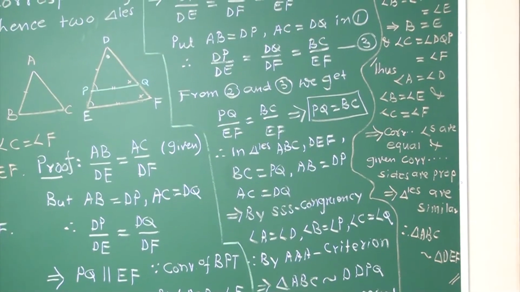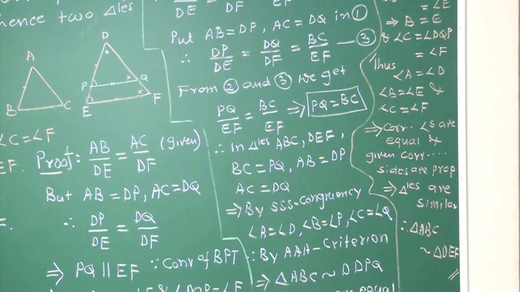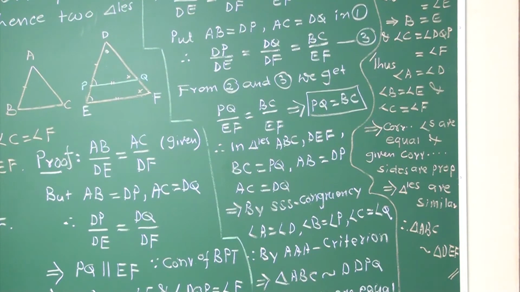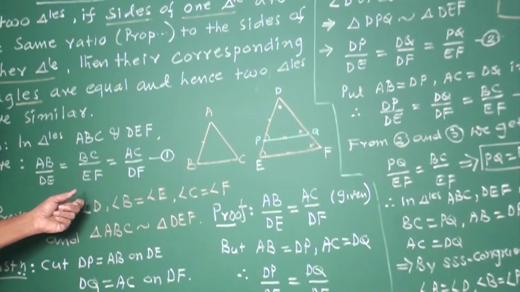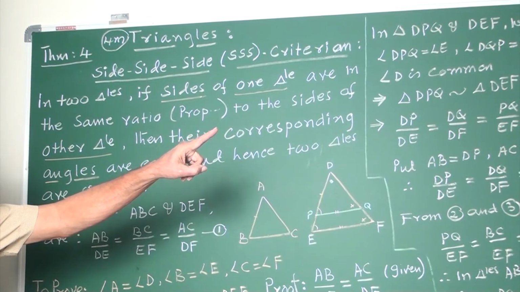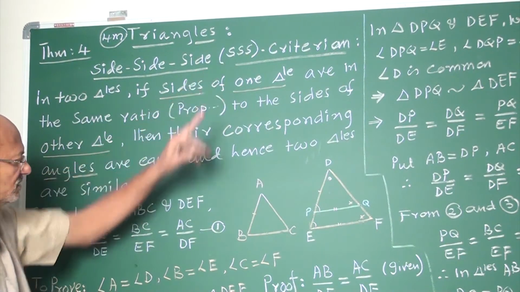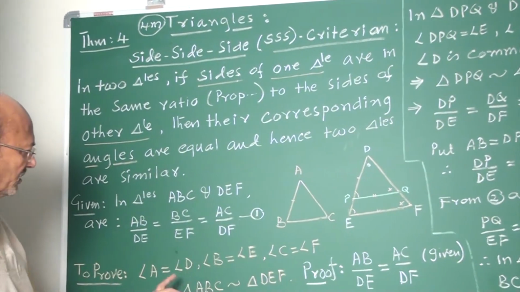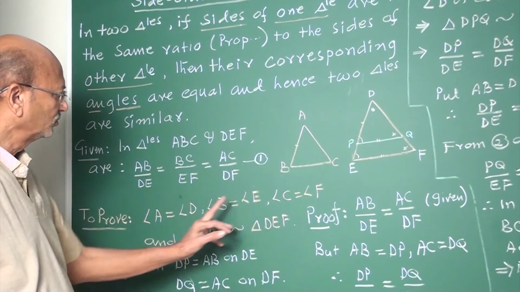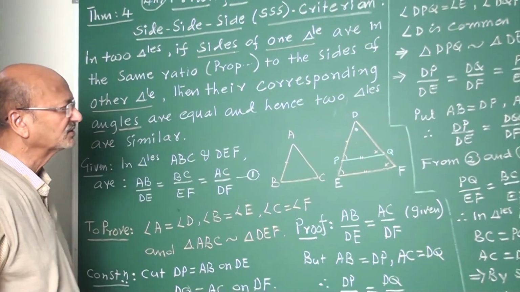Another lengthy theorem, my friends. First is AAA, that is also lengthy. This is the SSS similarity criterion. Even by this, AAA implies SSS, triangles similar. Conversely, SSS implies what? AAA. A, B, C are equal to corresponding angles, AAA, and hence the triangles are similar, my friends.